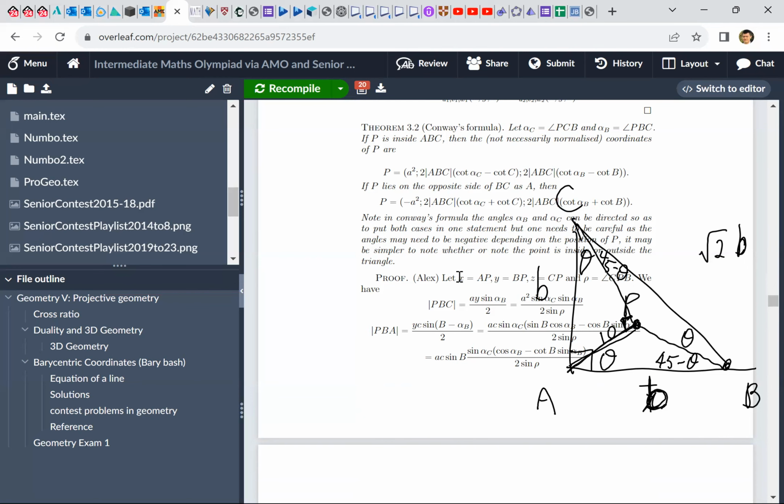Right, so what are the coordinates of P then? According to the formula, P equals 2b squared, that's a squared, the length of the side opposite A, times 2 times the area of the triangle times cot of these things, yeah? So what's the area of the triangle? It's half b squared, right? So 2 times that is just b squared.